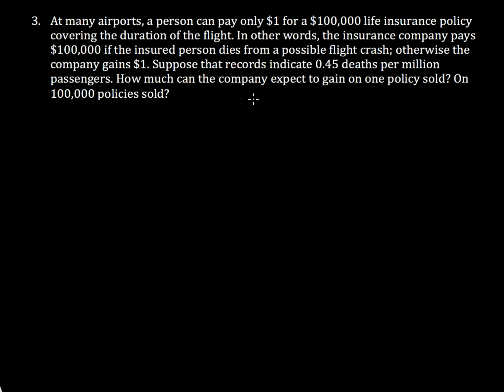And we want to figure out how much do they gain on one policy that they sell, and how much do they gain if they sell 100,000 of these policies in, say, a year or a month, or whatever the time period might be. So first of all, thinking back to that general idea of how we calculate expected value, we need to think about what are the two scenarios that we have to find the probability for in this case. And of course, that would be we have to find the probability that the passenger actually dies, or the probability that they don't die. So we'll say no death. Well, according to the problem, we have 0.45 deaths per 1 million passengers.